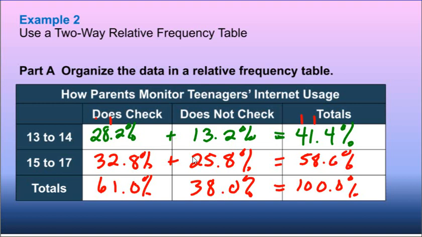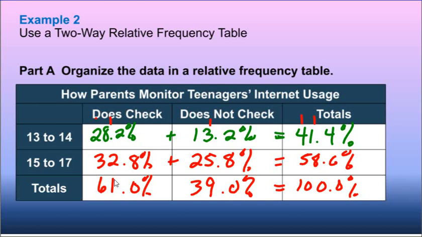Now let me double check this. This one would be 62%. No, I was right the first time. It was 61. It's this one. Since I carry the one, I forgot to do that, so that would be 39. So 61 plus 39 gives you 100%.